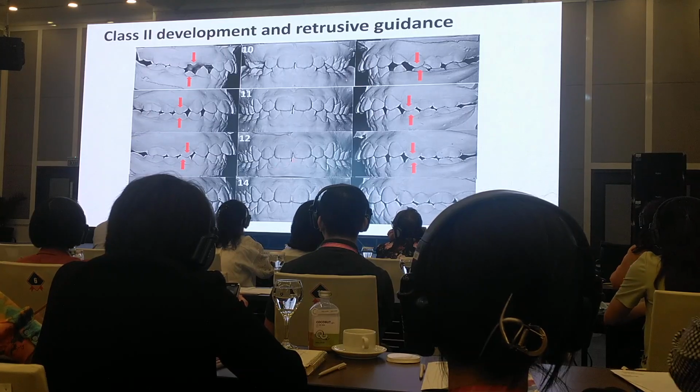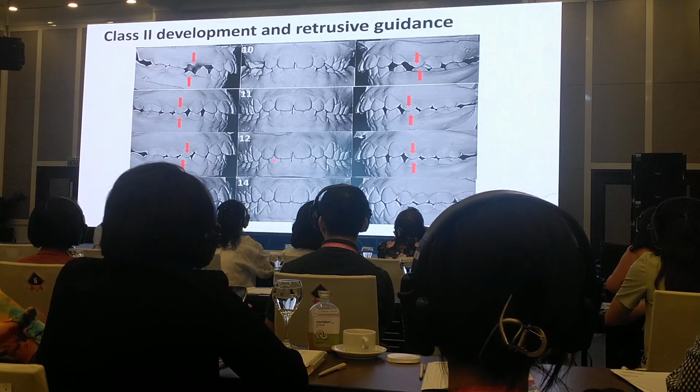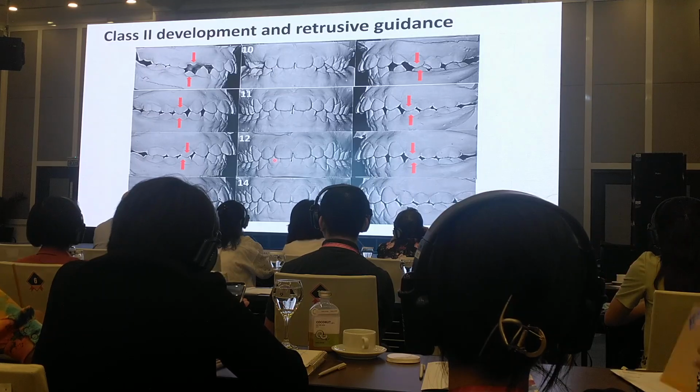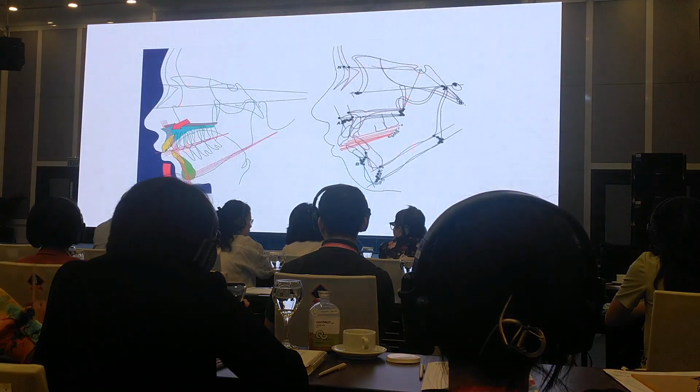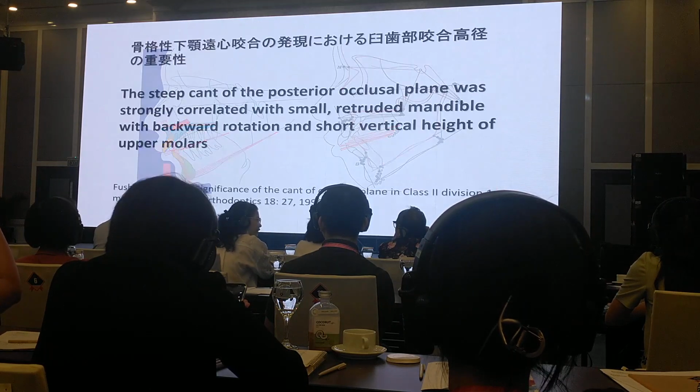This is really, really necessary because in this kind of case, in the future, at 10, 11 years old, joint problems start. It is sure. I will show you data, but this is a really big problem. The mandible adapts forward.